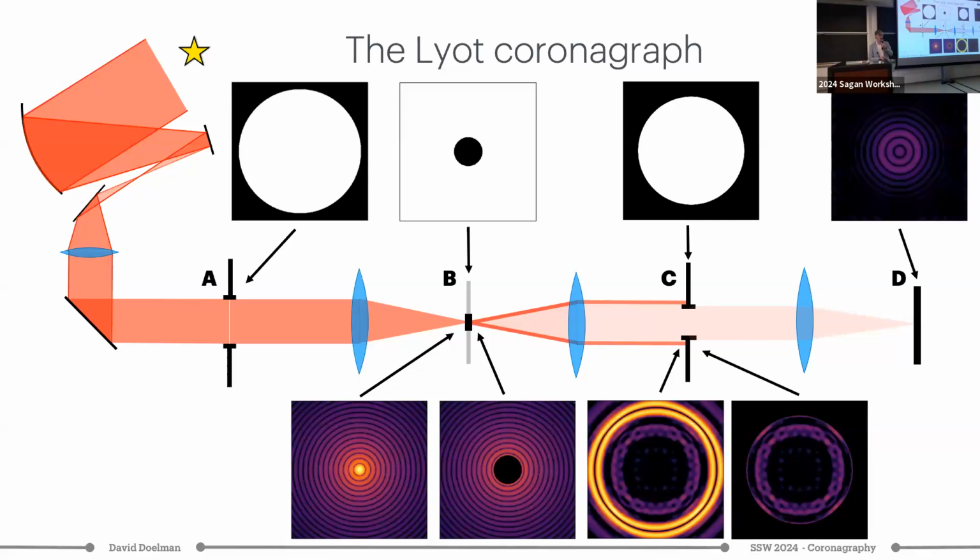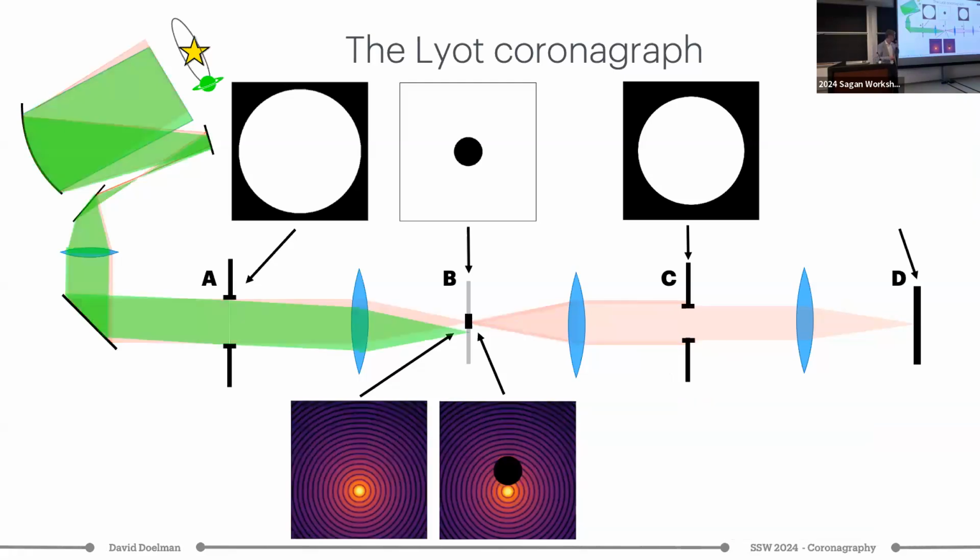We can make a smaller mask and actually block out this ring. Then we have blocked out a large part of the starlight, and we have actually made our coronagraph. You can see now that the star is much dimmer than it was before. Success. We have made a coronagraph and we can look for planets.